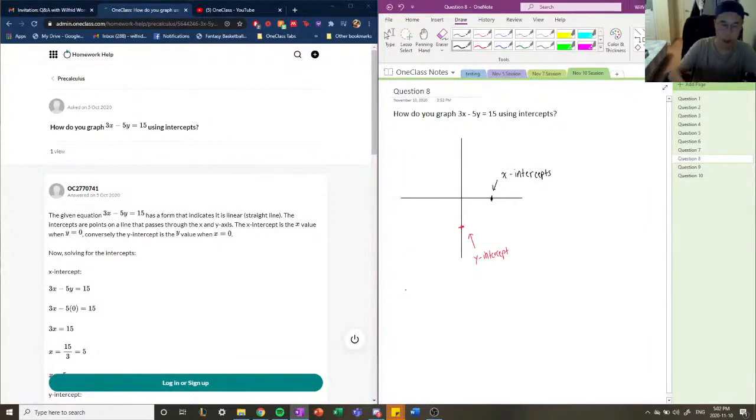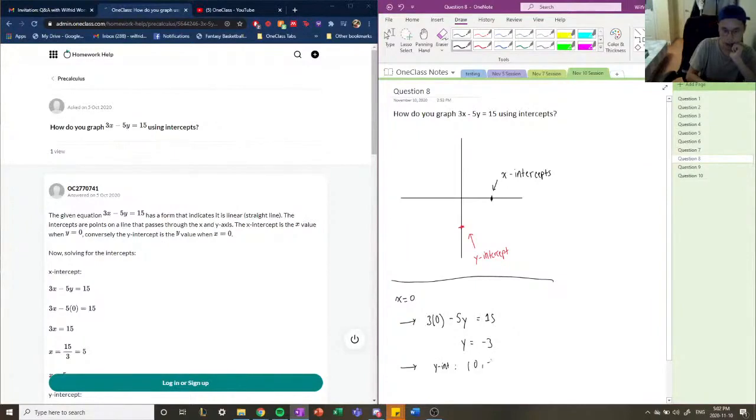So going back to our question, how do you graph 3x minus 5y equals 15 using intercepts? Well, all we have to do is look for the intercepts. First, let's find the y-intercept, which is when x equals 0. So with x equals 0, we have 3 times 0 minus 5y equals 15. And we know that our y value when x equals 0 is negative 3. So our y-intercept is 0, negative 3.